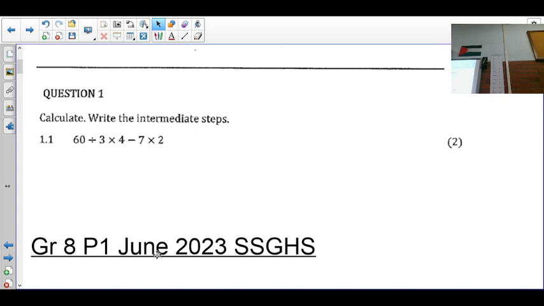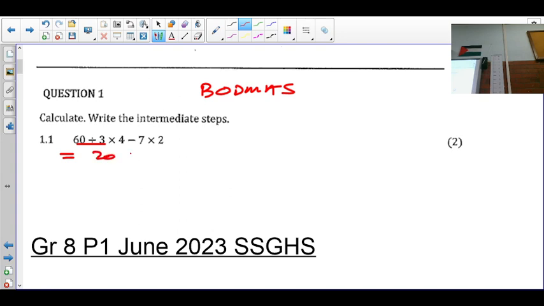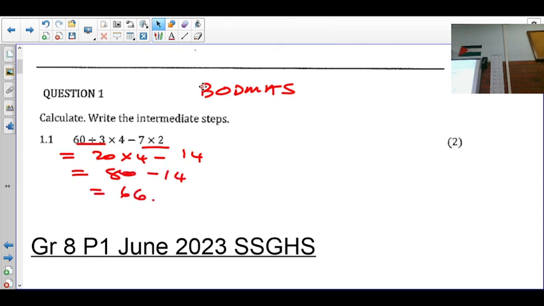So you got in 1.1 the question says, for 2 marks, 60 divided by 3 times 4 minus 7 times 2. So in this case, as you know, you must apply BODMAS. We're going to do division first. So 60 divided by 3 is 20. 20 times 4 minus 14, I can multiply that as well. 20 times 4 is 80 minus 14, and 80 minus 14 is 66. Just let me know if I make any mistake in calculation.